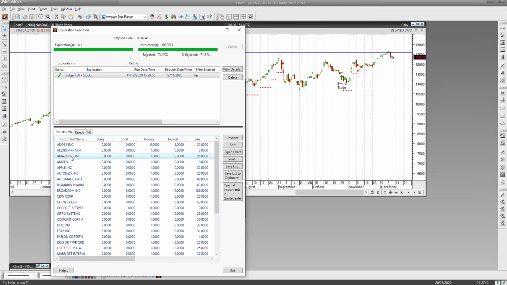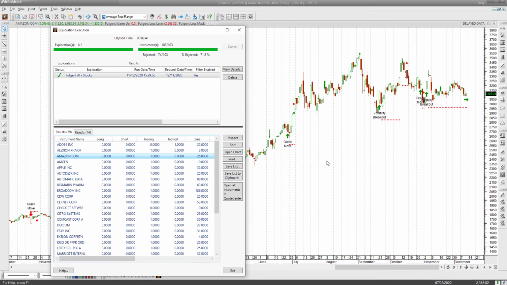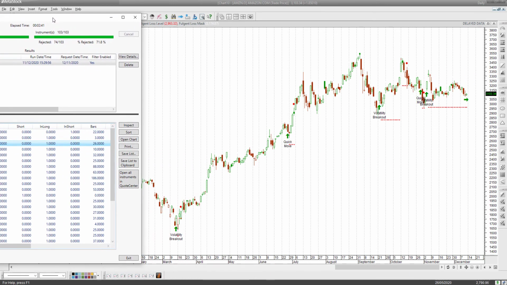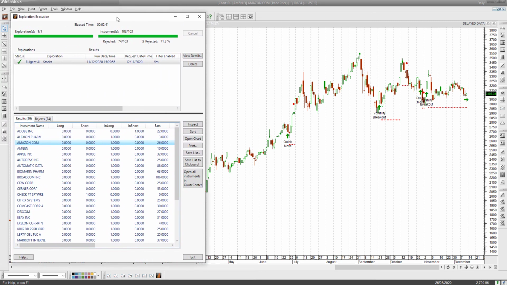Amazon's been an old favorite, 26 days into a trade. The AI did generate quite a lot of signals on this one for a long time. You've been trading this since the March low here. You can see lots of good trades. Quick move, kept on going, volatility breakout, kept on going, volatility breakout.